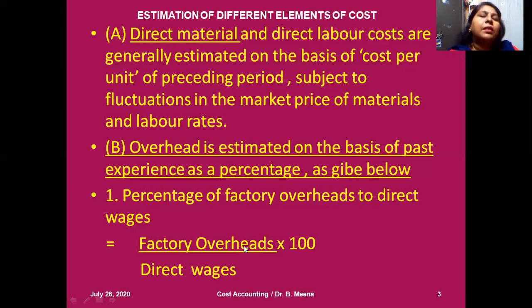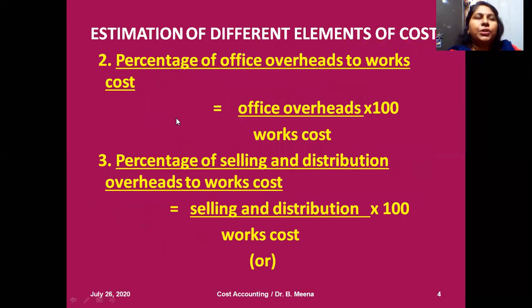This comes soon after preparing the cost sheet with the given information. Based on the cost sheet information, we can calculate the percentages. The next calculation is to calculate the percentage of office overheads to work cost. So work cost will be in the denominator, office overheads will be in the numerator, into 100.